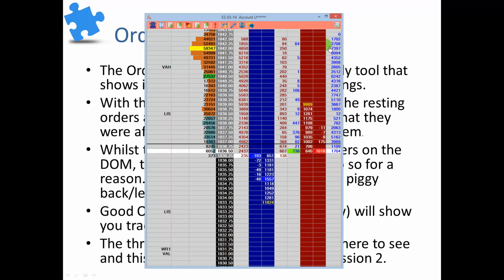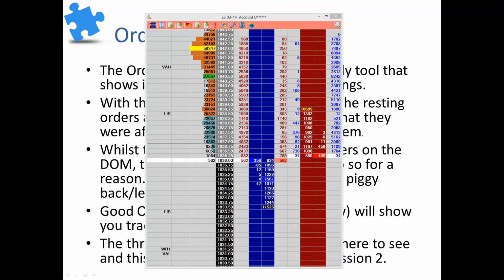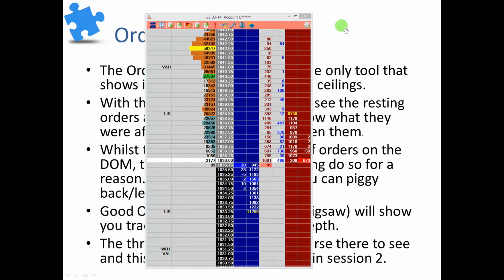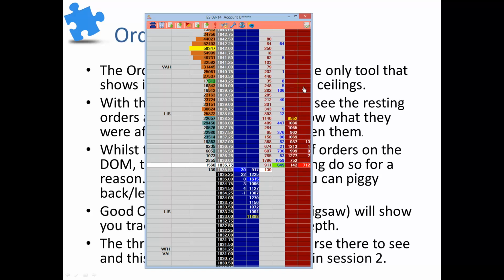In fact, what many people will do is switch off a lot of the columns. Okay, but the mistake when you're using the DOM is to try and use everything at the same time. So it's not about being able to process hundreds of numbers all at one time.